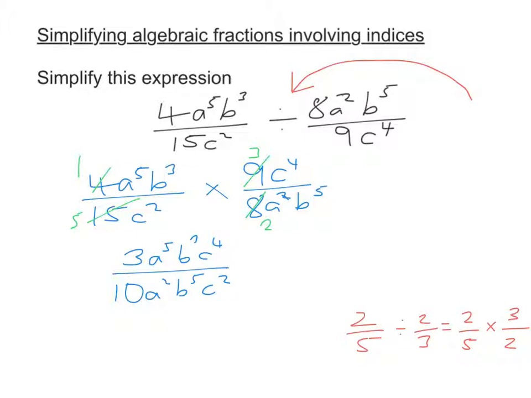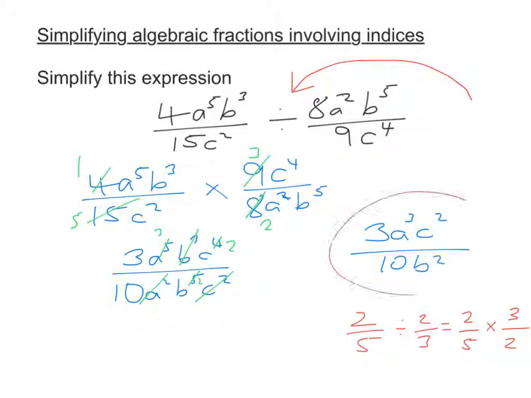I've simplified my numbers already now. All I need to worry about are my letters. So if I can start cancelling my letters. Those 3 b's on the top cancel with 3 of the 5 on the bottom, and those 2 c's there cancel with 2 of the 4 on the top. So my final simplified fraction is 3 a cubed c squared all divided by 10 b squared. And that is my final answer.